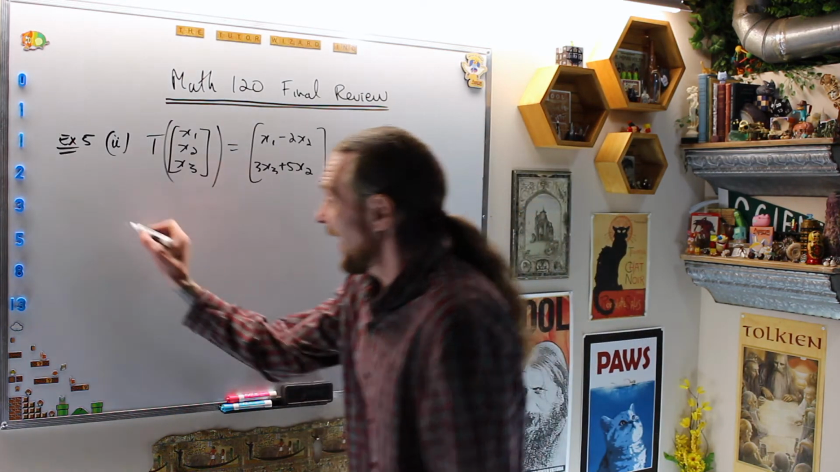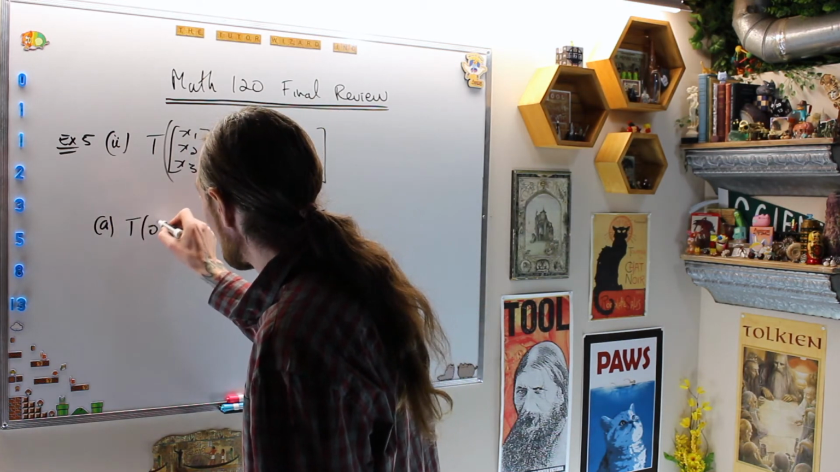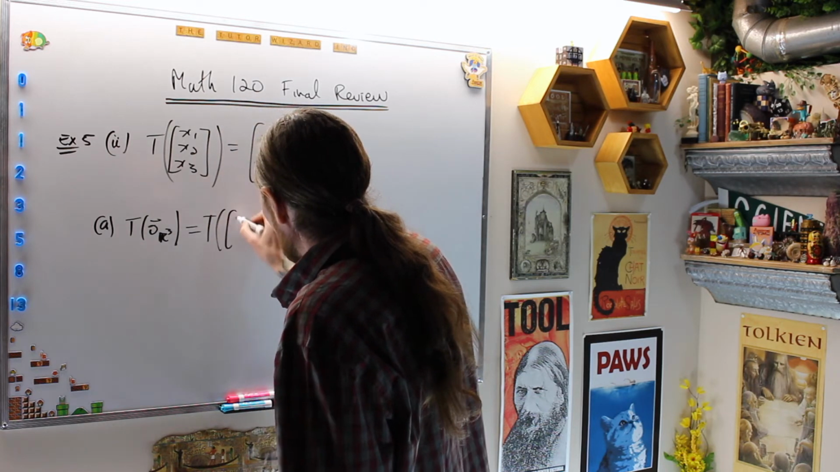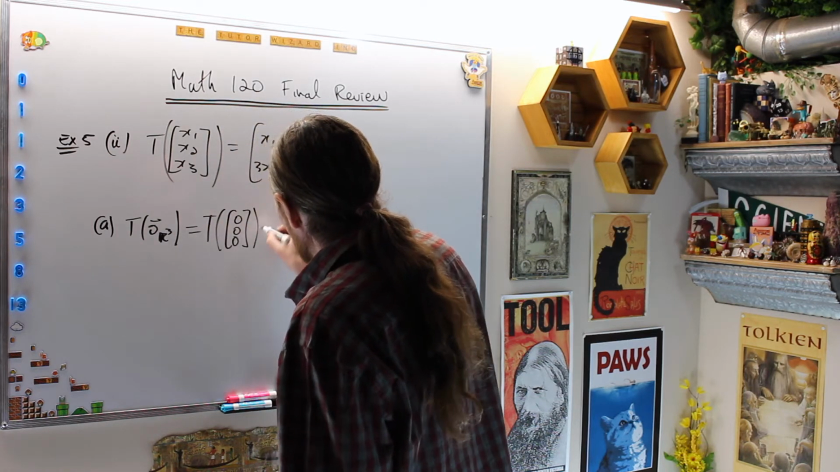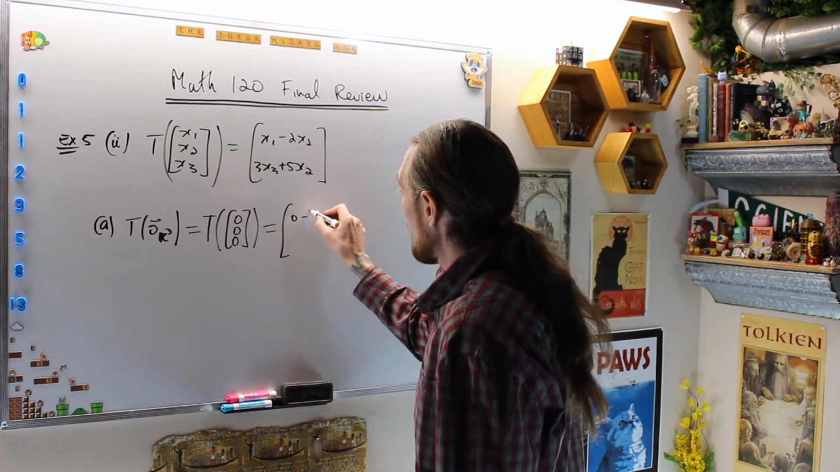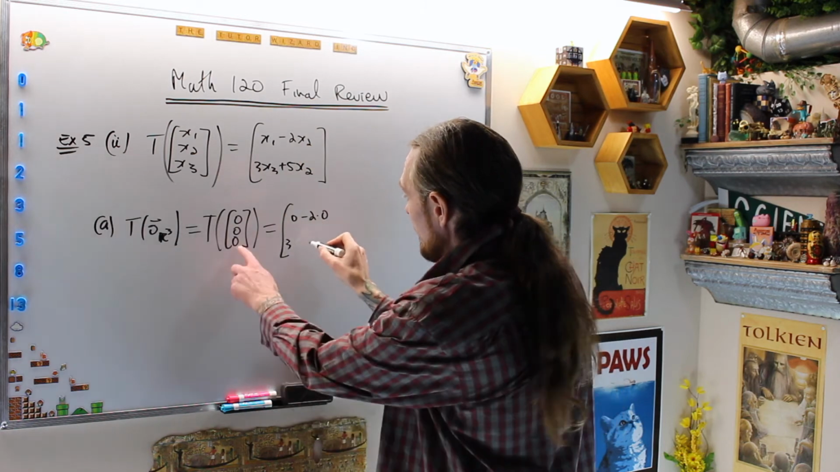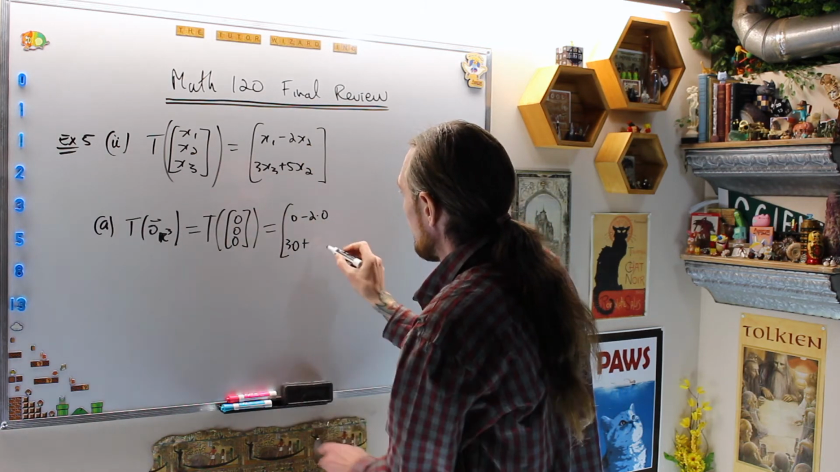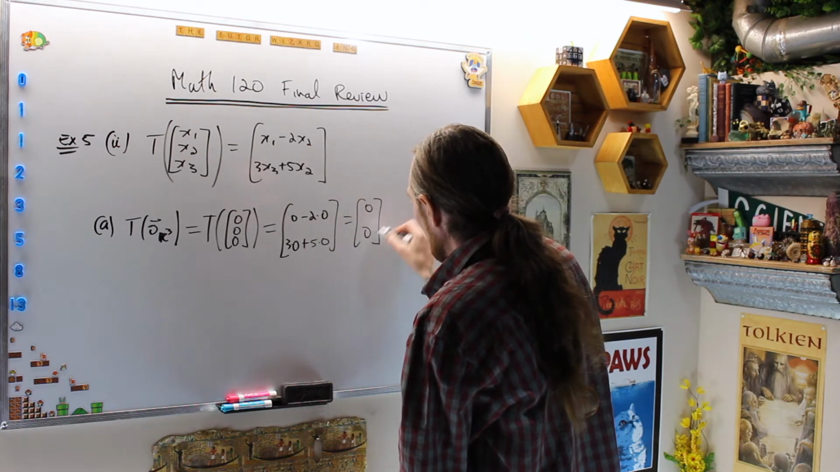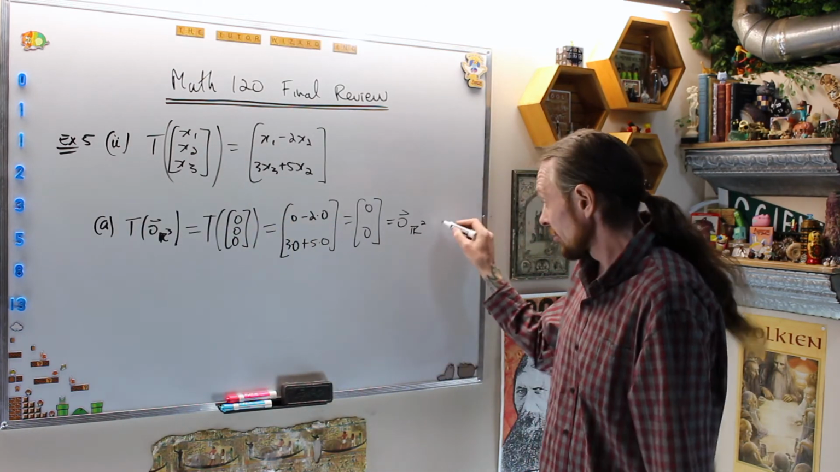Okay, for this one, A, we're going to see if 0 maps to 0, and it does. T of 0 in R3 is equal to T of (0, 0, 0), which is going to go to what? 0 minus 2 times 0, 3 times 0 plus 5 times 0, which is (0, 0), which is 0 in R2. So 0 maps to 0, check, good.